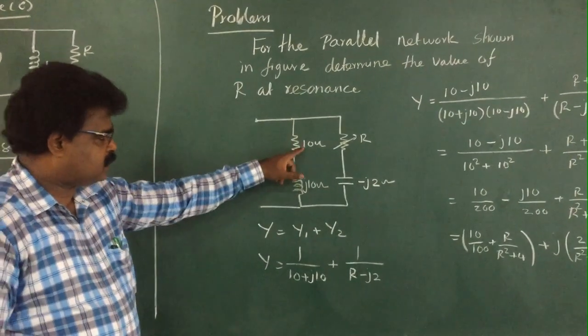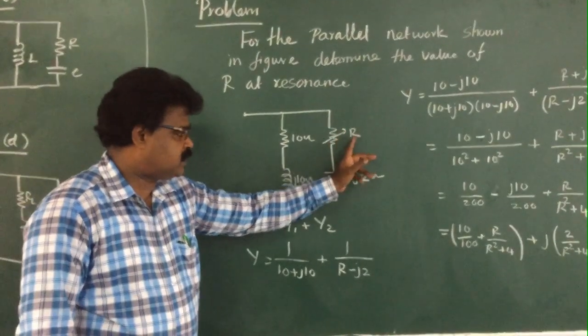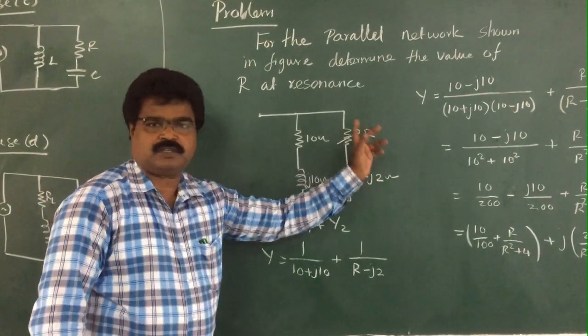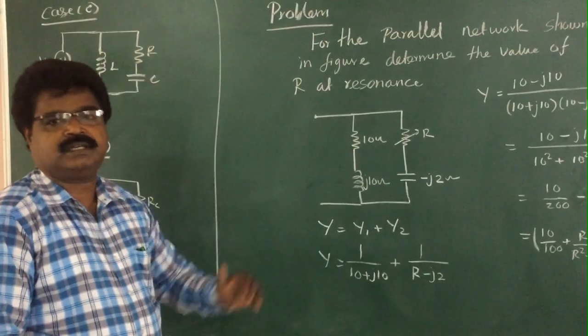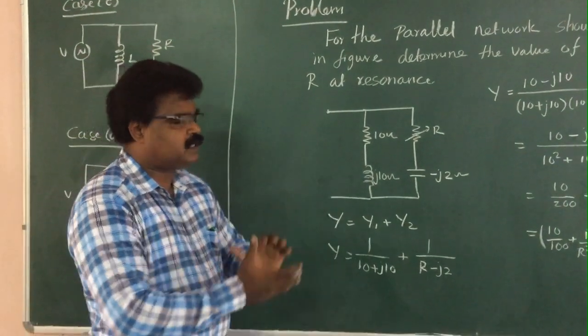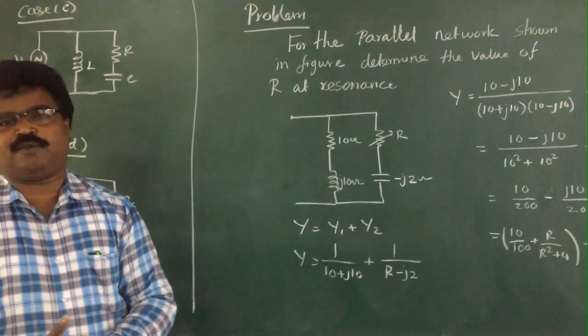So here a resistor and an inductor in series. Another branch, unknown resistance and a capacitor in series. So our aim is to find the value of this R. Similar to the derivation, you have to approach the problem. So at resonance, what do we have to find? The j component of admittance is equal to 0.